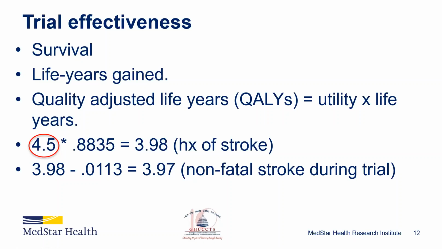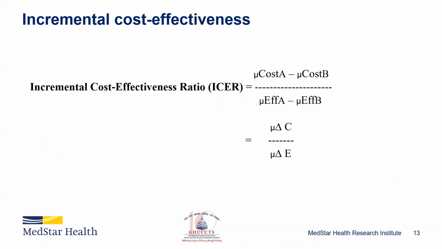And then let's say that they had a non-fatal stroke during the trial. So that means that we're going to subtract a little bit more from their quality adjusted life year. So we come up with 3.97 quality adjusted life years. Okay, so that's where the primary effectiveness is expressed in terms of qualities that you will see in the literature.